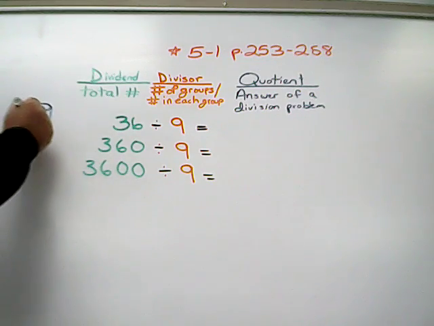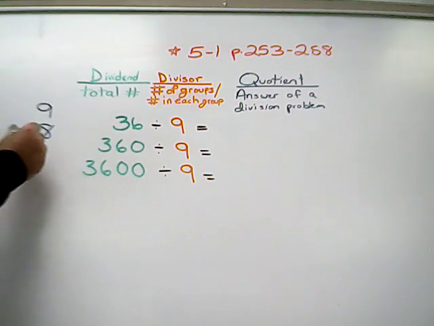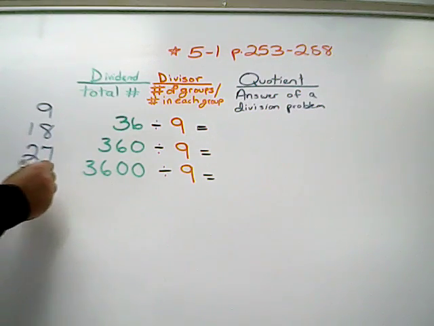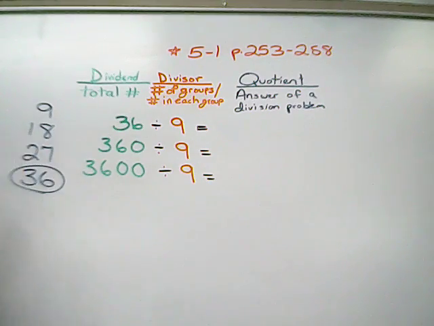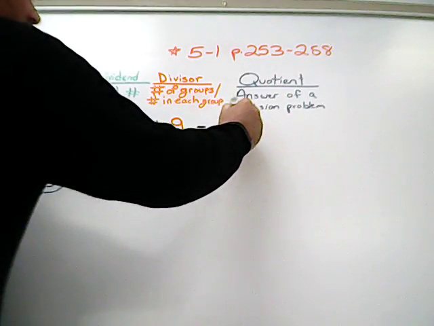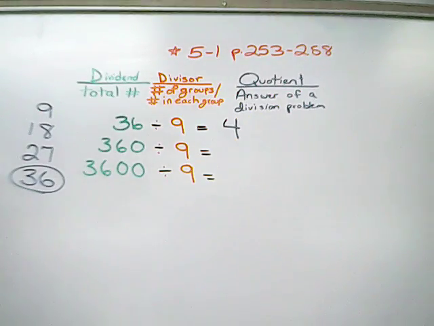9, 18, 27, 36. I've hit my target number. It took me 4 times to count by 9s until I got to 36. 1, 2, 3, 4 times. So 36 divided by 9 equals 4. I'm going to use the same basic fact for the following two problems.